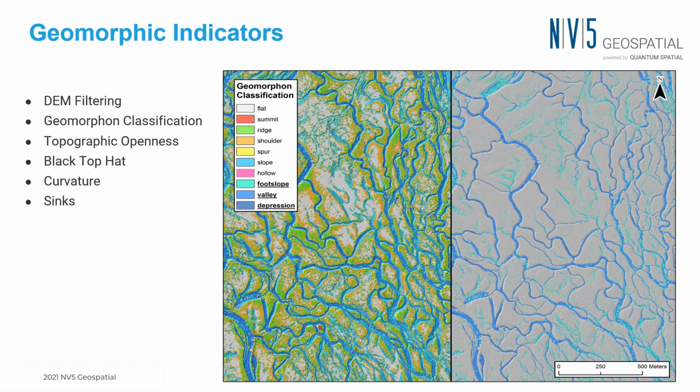One of the primary ones is the geomorphon classification, which is perhaps the most intuitive, which classifies and delineates the landscape into the features there you see in the legend. This can reduce the overall processing burden as well as be very helpful in the QC process, identifying both omission and commission errors.